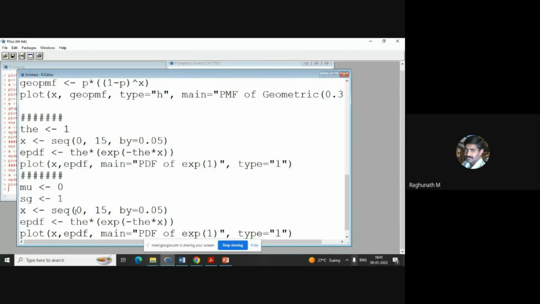Here you cannot start with 0 because this is over the entire real line. So I will consider minus 5 as the initial point and I will go up to 5. The increment you can take the same, by equal to this. Now I will use npdf, and I will type the entire command for that. So what is the command for it? It is 1 by root 2, that is 1 by square root of 2 pi.